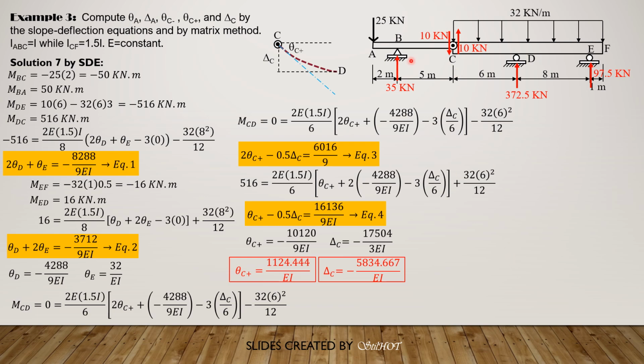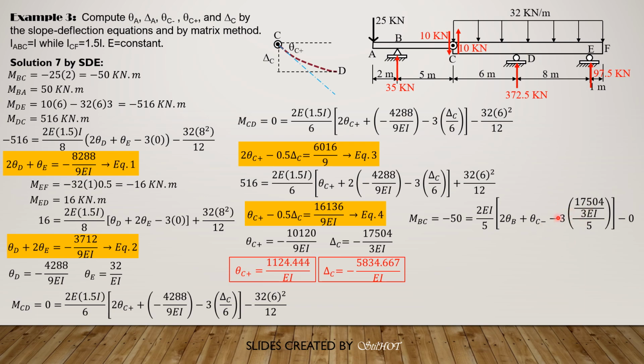Then we proceed to BC. Moment BC is negative 50, while moment BA is positive 50. So MBC is negative 50 equals 2 times EI over 5. I this time is 1, or EI. Then 2 theta B plus theta C minus, because C is really going down, so the position of C relative to B is below. So the rotation of the chord is clockwise, and that's also clockwise.